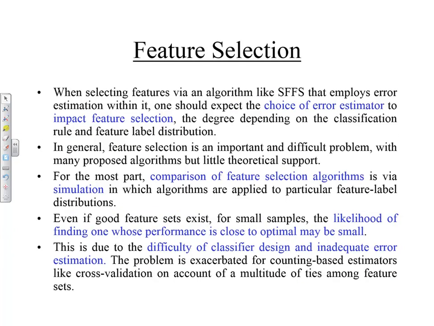Now, when selecting features via an algorithm like this sequential forward floating selection that employs error estimation within it, because to compare the different feature sets, one should expect that the choice of the error estimator will impact the feature selection, the degree depending on the classification rule and the feature label distribution. In general, feature selection is an important and difficult problem with many proposed algorithms but little theoretical support.